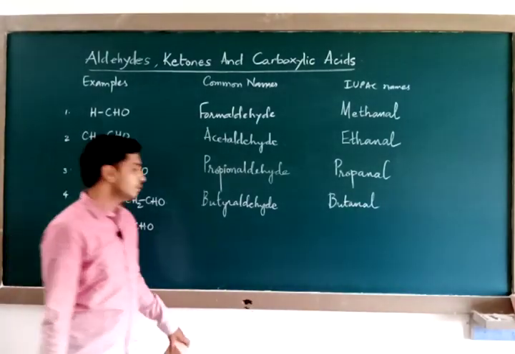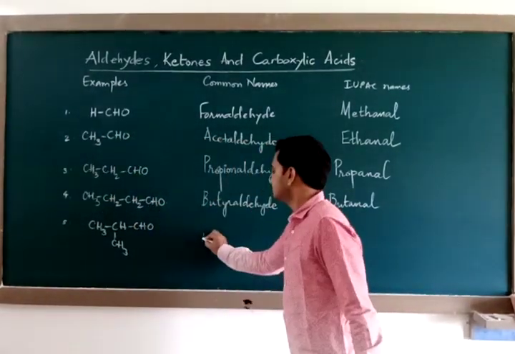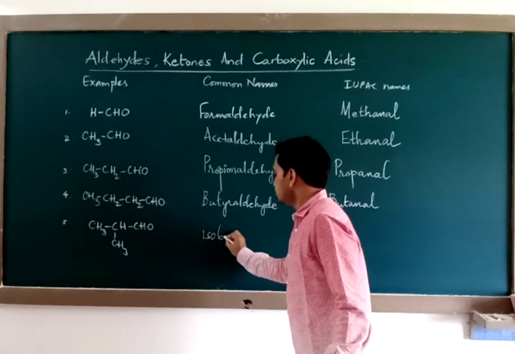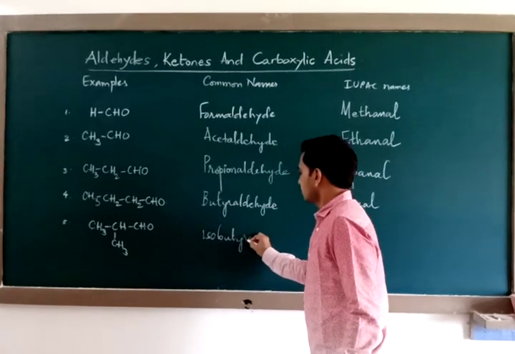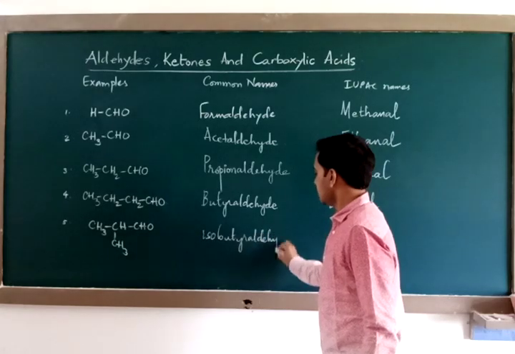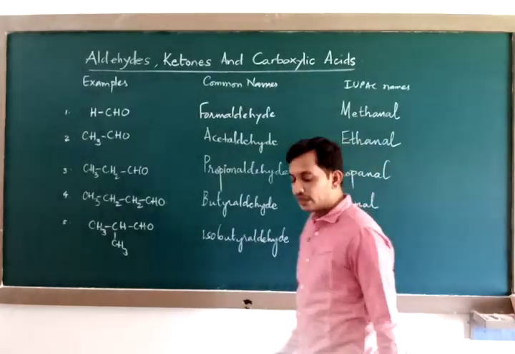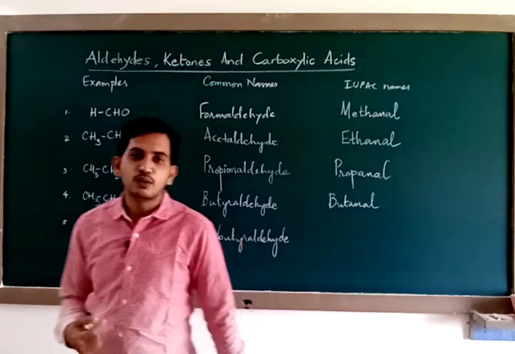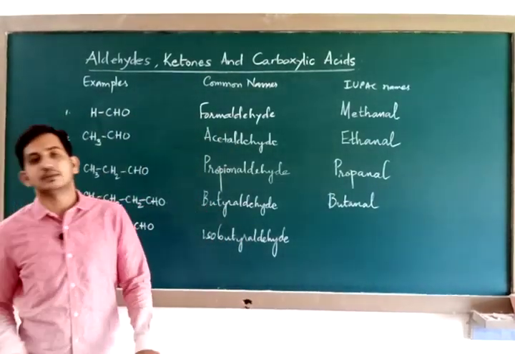Now, this is called isobutyraldehyde. It is called isobutyraldehyde. Now comes a new part. How do you name this compound in IUPAC system?